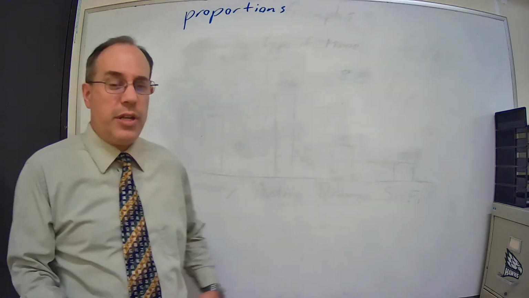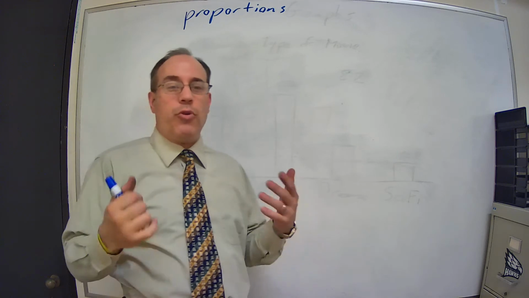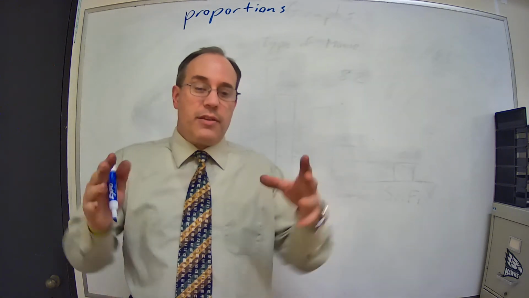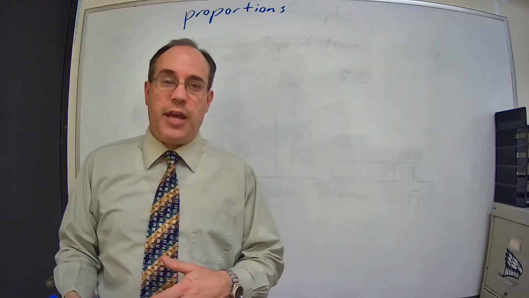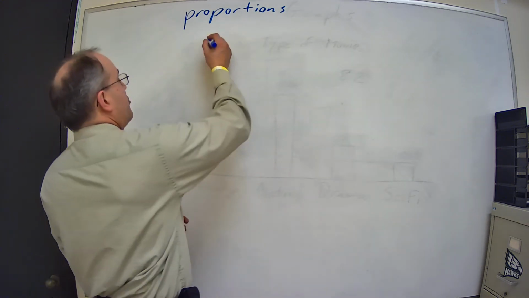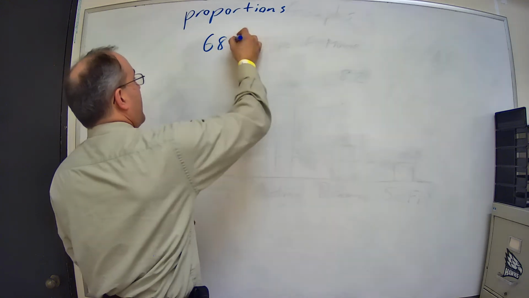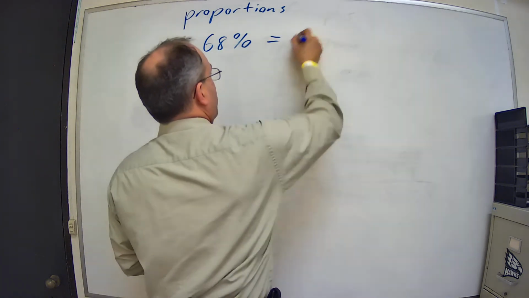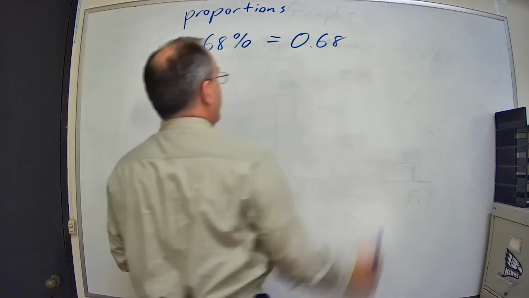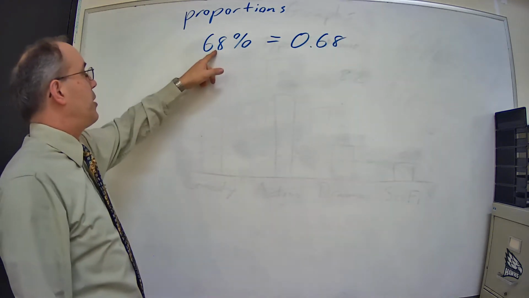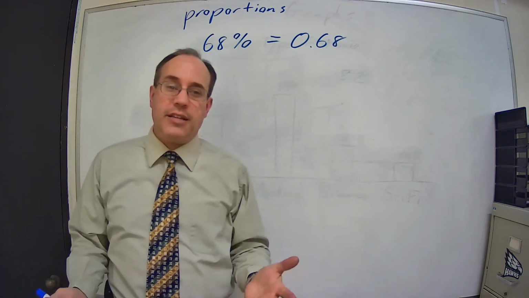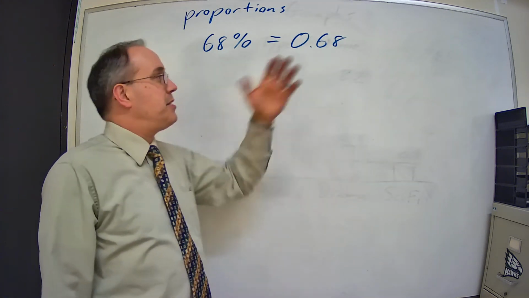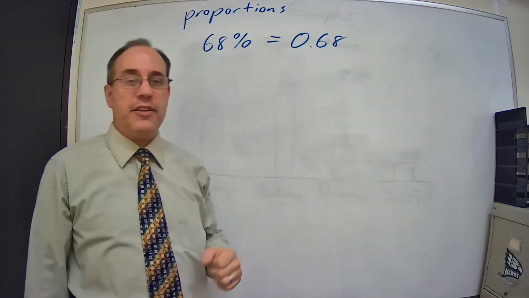A proportion is really a decimal form of a percent, and we dealt with percents already. So it's just a decimal form of a percent, meaning that if you have 68%, then that would be a proportion of 0.68. Remember, move that decimal point 2 places to the left, and you get a decimal. So a proportion of 0.68 is the same as a percentage of 68%.